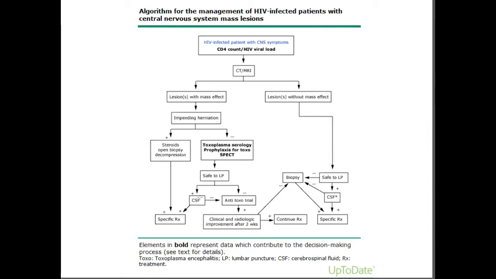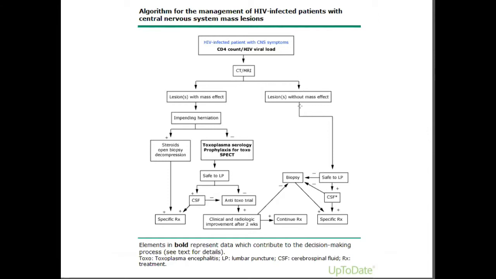If CSF cannot be sent, or if we cannot do a lumbar puncture, then we can start an empiric toxoplasmosis trial with sulfadiazine and pyrimethamine, and wait for the clinical response and radiology response for 2 weeks. If there is a response to the toxo treatment trial, then we can continue treatment, and there will be an MRI 2 or 4 weeks later. If there is no response, then we have to do a biopsy and decide whether this lesion is truly toxo or something else.